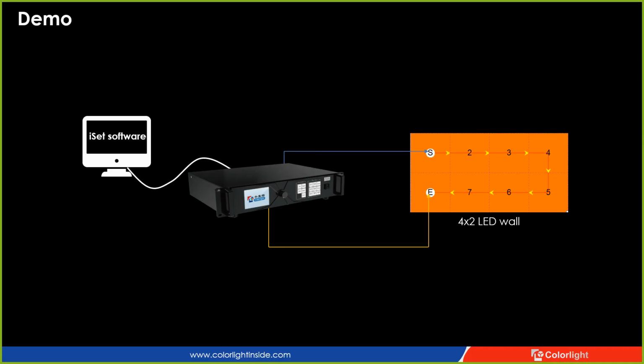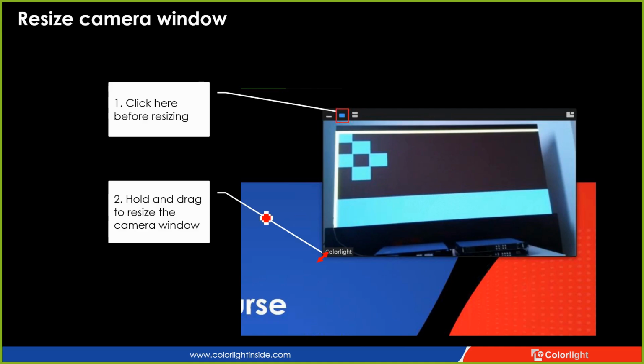Okay, we will now go to a demo. We have a small LED screen that is 4x2 cabinets, and we connect it to an X16. Before we do that, please resize the camera window. First, click here, and then drag this place to resize the camera window. Please tell me when you are ready, because we will go into the demo.